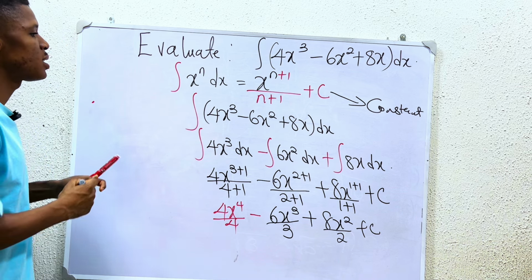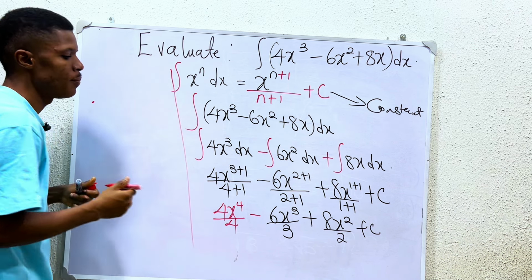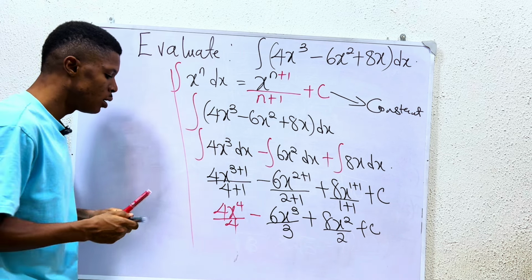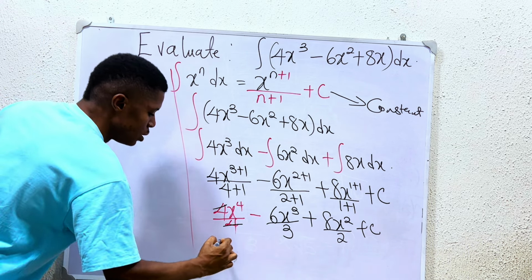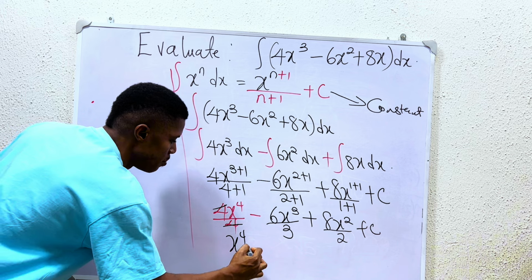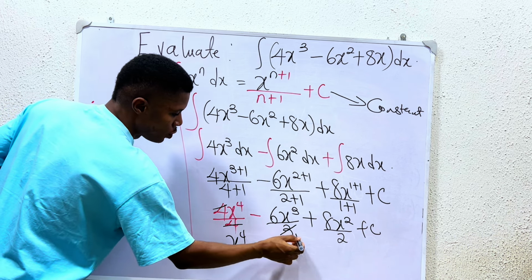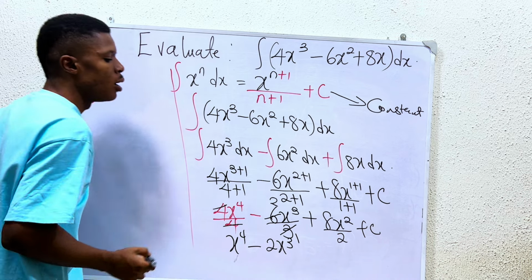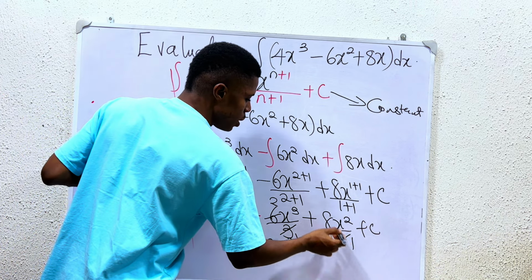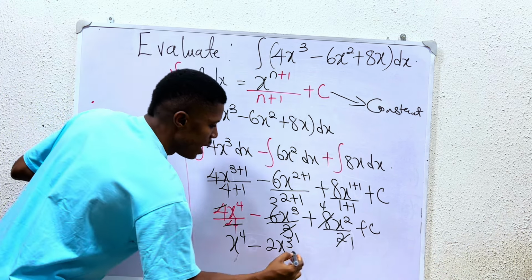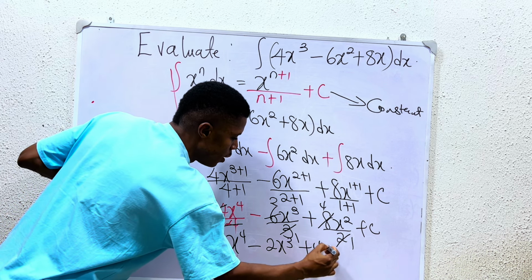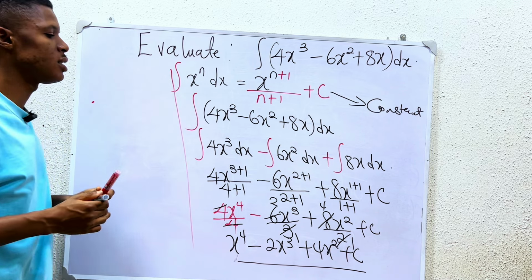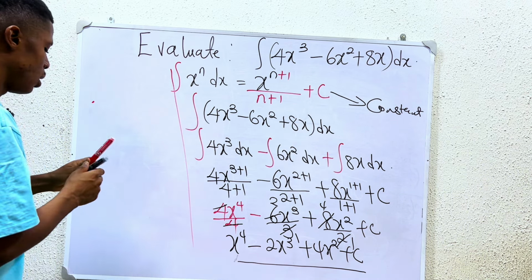So the next thing we just have to do to get our answer is to simplify the whole expression. So 4 can cancel out 4. So the answer is x power 4 minus, 3 divided by 3 is 1, 6 divided by 3 is 2, we have 2x cubed. Then 8 divided by 2 is 4, we have plus 4x squared plus c. So this is how we integrate a function like this.